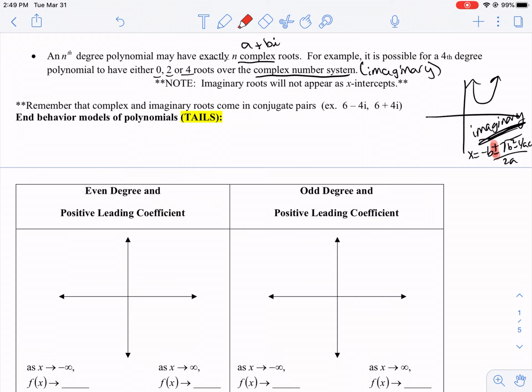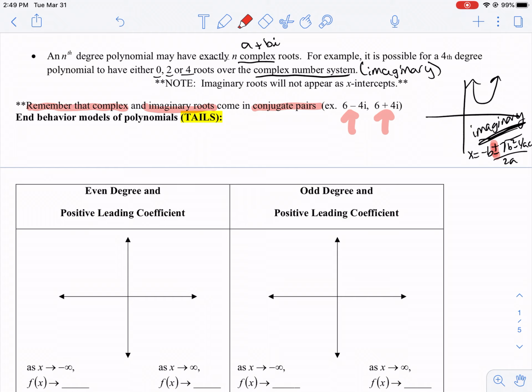So the point is that all complex and imaginary roots come in conjugate pairs. That means if you have one imaginary answer, you have to have another one, guaranteed, because they come in conjugate pairs. Remember, conjugate is where one's a plus and one's a minus, and that's the only difference. Okay, so you have to remember those always come in pairs.